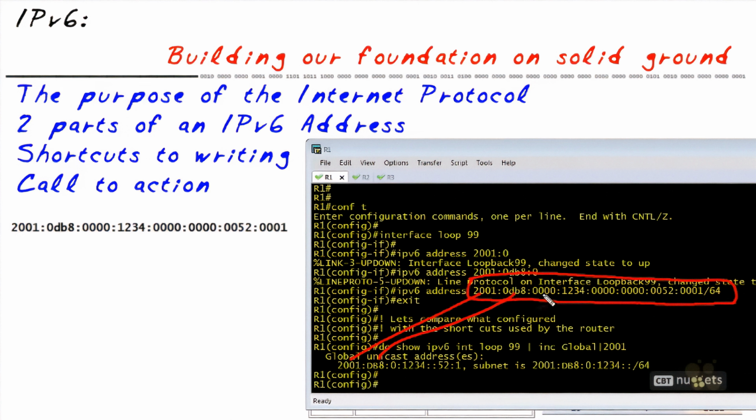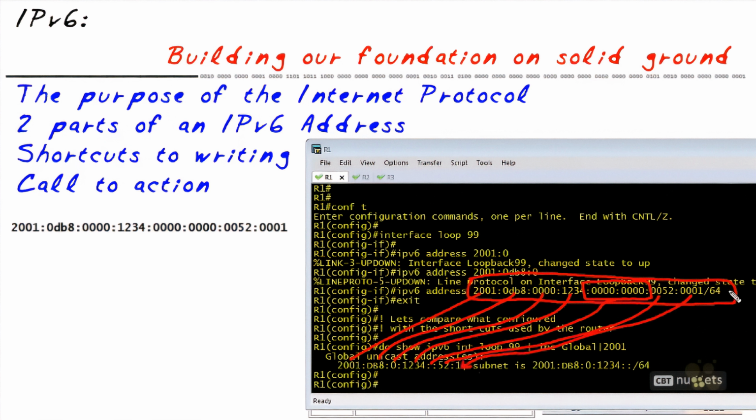Then we have this 0, so I have those 4 zeros represented here, and that's because the IOS said, I'm going to use the double colon coming up. There's 1, 2, 3, 4. There's the double colon, which is representing those two sets of 16 right there. And then I have the 52, the leading zeros are dropped off. And then I have the 1 with the 3 leading zeros dropped off as well.